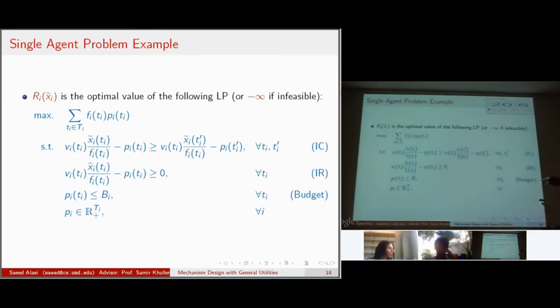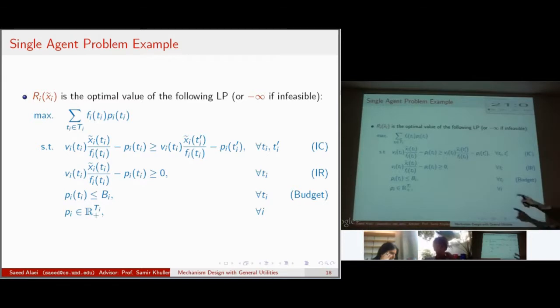If you have already given me the interim allocation rule x tilde, all I need to compute in this case is just the payment. So the only variable in this linear program is the pi. And as you can see, the size of this linear program is just proportional to the size of the type space for the agent. In the second line of equations, the f_i is a t_i, not a t_i prime?